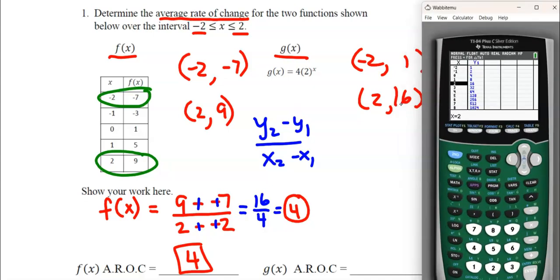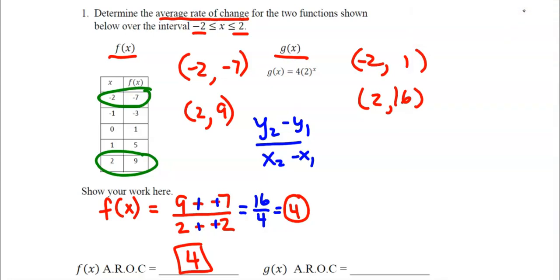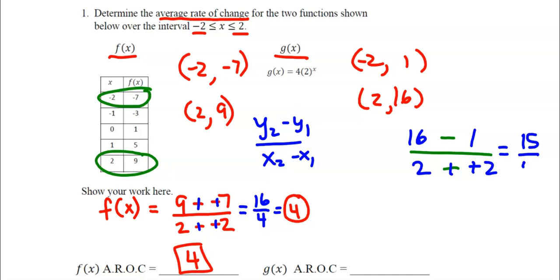Let me double check. 1 and 16. Now I can compute y2 minus y1 and x2 minus x1. That gives me a rate of change of 15 over 4, which is 3.75.